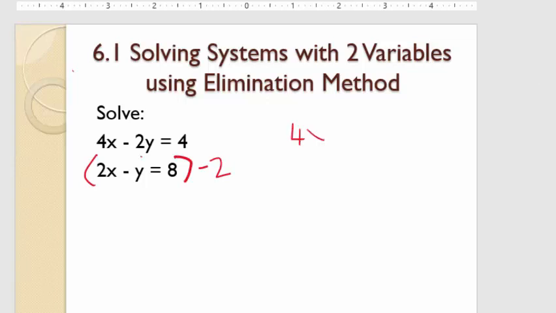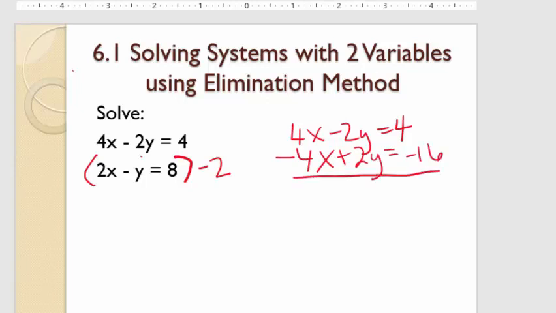So bringing over 4x minus 2y equals 4. My second equation is -4x plus 2y equals -16, and I'll add down. My x's are also going to cancel because 4x minus 4x is 0. -2y plus 2y is 0, so on the left hand side I have 0. On the right hand side I have 4 minus 16, which is -12. Now I can look at this statement and say, does 0 ever equal -12? No, it doesn't. And that means that there is no solution.